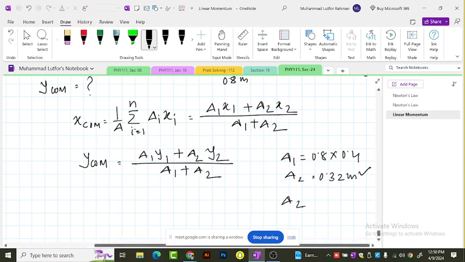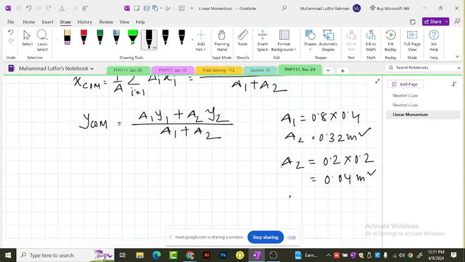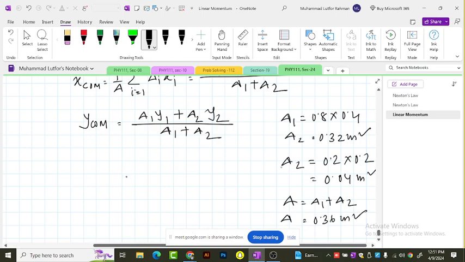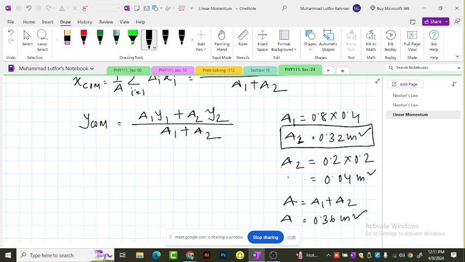And a2 would be 0.2 into 0.2, that's going to be 0.04 meter square. This is a two-dimensional case. Now the total A should be the sum of these, which is a1 plus a2, that's going to be 0.36 meter square. I find out this part. Alright, so this is my a1. I need to use this part. This is my a2 and this is my total A.